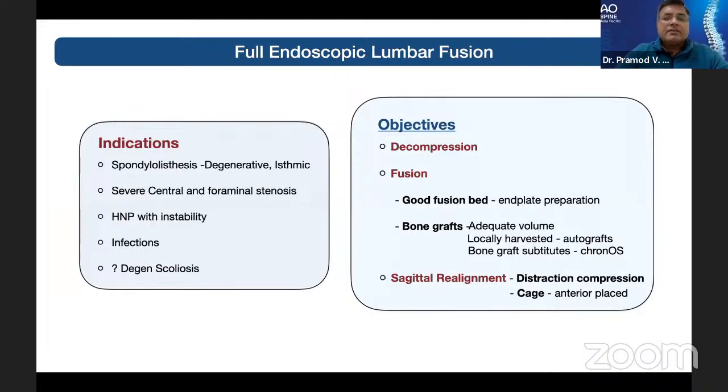So the indications of full endoscopic lumbar interbody fusion are the same as any other MIS or open TLIF surgeries. And the objective is to achieve adequate decompression, get a good fusion by preparing a good fusion bed and adequate bone grafts, and restore the sagittal alignment of the spine by distraction compression techniques and placing the cage more anteriorly.